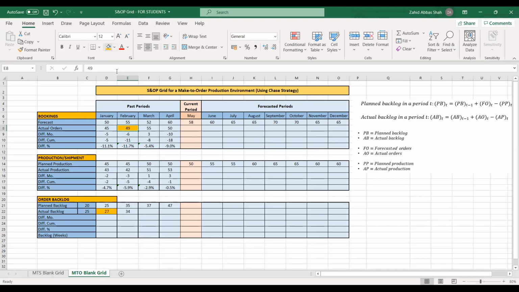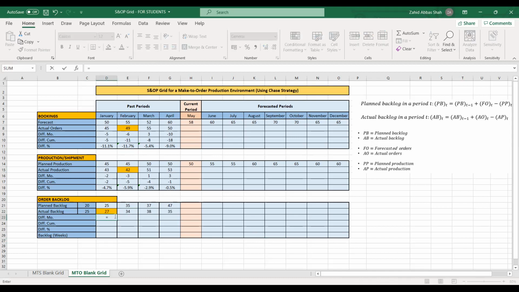Right? So actual backlog plus actual orders, that is something that you actually are owing, something that you have to give to the customer. And actual production is something that you have provided the customer with. So 27 plus 49 minus 42, 34 is the actual backlog, something that you still have to deliver. So this is how you can calculate the actual backlog.